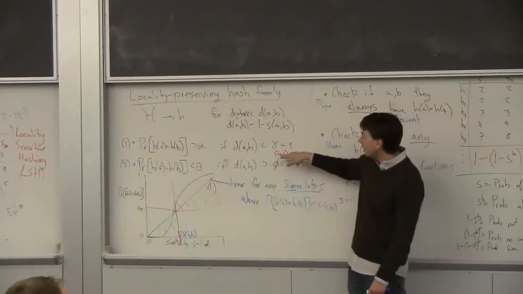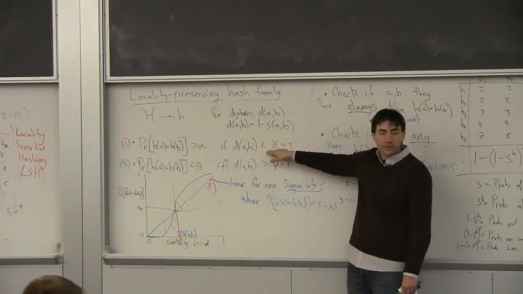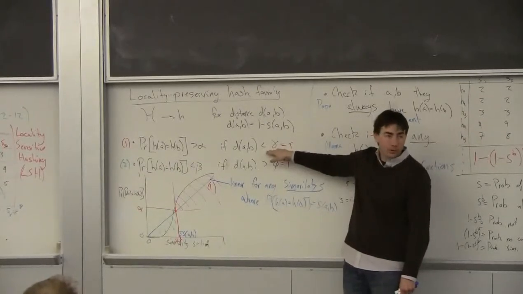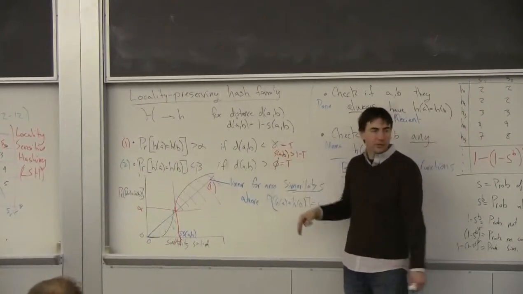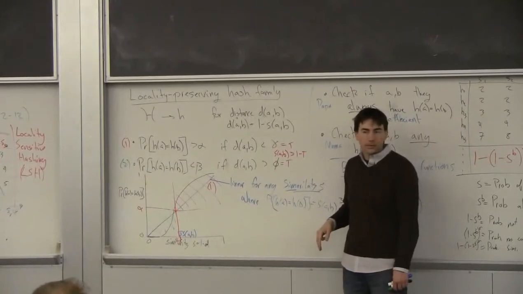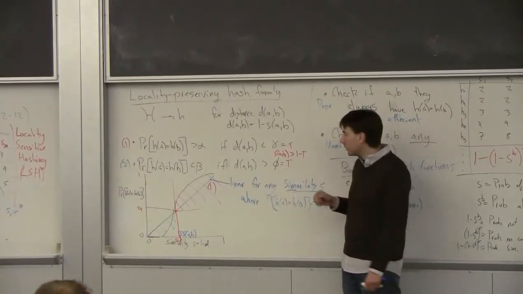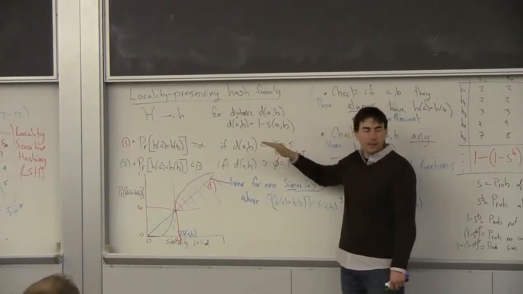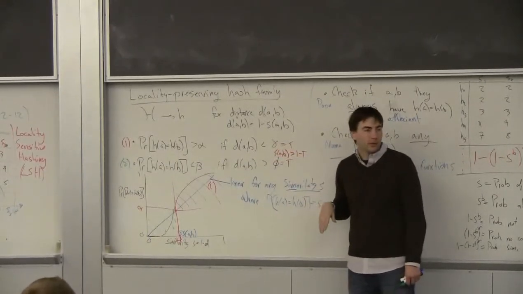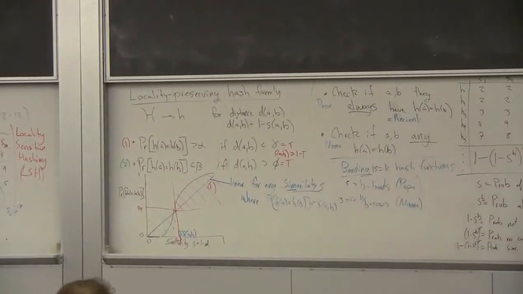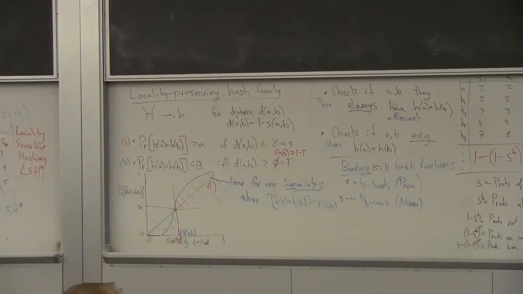But the basic idea is that if the distance is small, say it's less than gamma over 2, then they'll fall in the same bin with very high probability. Right, so if this is gamma, it will fall in the same bin with probability at least 1/2, right? So if it fell in here, distance gamma over 2 means that it was somewhere in this circle.